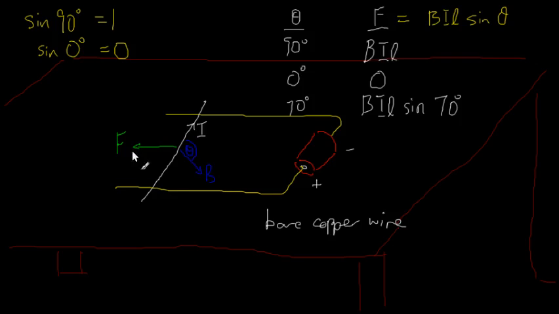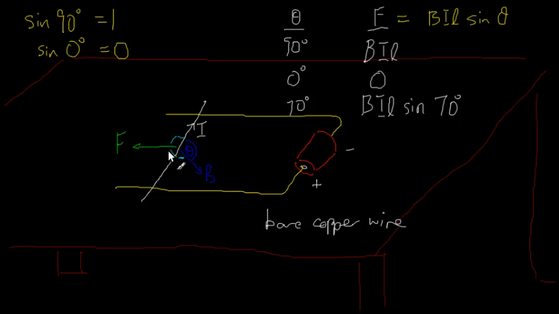Okay, the rule here is this. If you have a force that comes from a current and a magnetic field, that force must always be perpendicular to both the current and the magnetic field. The force must always be at 90 degrees to the magnetic field direction, and the force must always be at 90 degrees to the current direction.